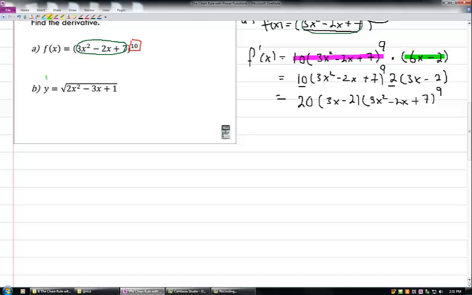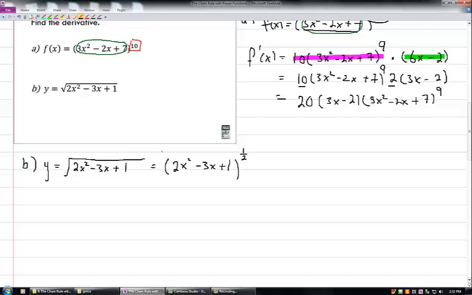On part B, what do I have? So on part B, it says y is equal to the square root of 2x squared minus 3x plus 1. Now before I can differentiate this, I better write this as a power because the only thing I can take the derivative of at this point are constants and powers of x, basically, or powers of something with this chain rule. So I have the quantity 2x squared minus 3x plus 1. If I write this as a power, it's to the 1/2.